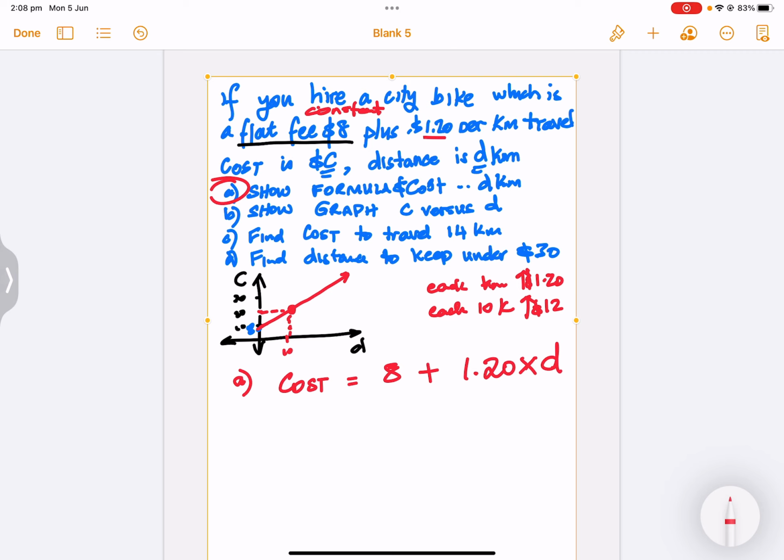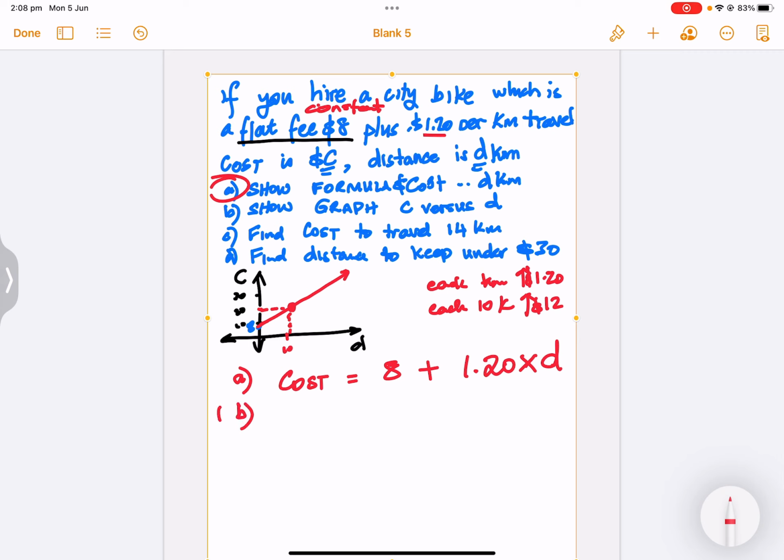That's part A. Part B, I'll just put above because I've already done it. The graph starts at 8 on the y-axis and it's got a gradient of 1.2. So for every 20 kilometres, it would go up $24. After 20 kilometres, it should be up 24 above 8, so it should be up to 32. So that's 20, 32. That point there is 10, 20. So you've got a couple of points there.